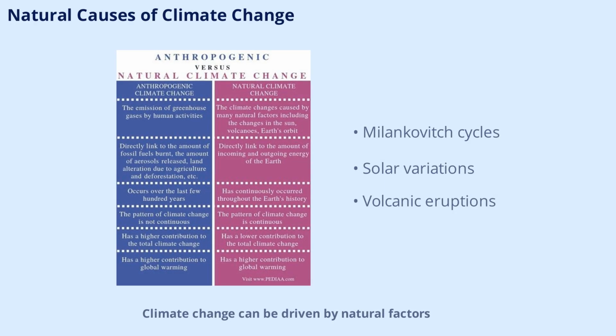Climate change can be driven by natural factors. These include changes in incoming solar radiation, the composition of the atmosphere, and the Earth's surface. For example, the Milankovitch cycles, variations in the Earth's orbit, tilt and wobble, affect how much solar energy reaches the planet, leading to long-term cycles of ice ages and warm periods. Other natural events, like volcanic eruptions and changes in solar output, also play a role. However, current trends show that human activities are now the dominant force behind climate change.